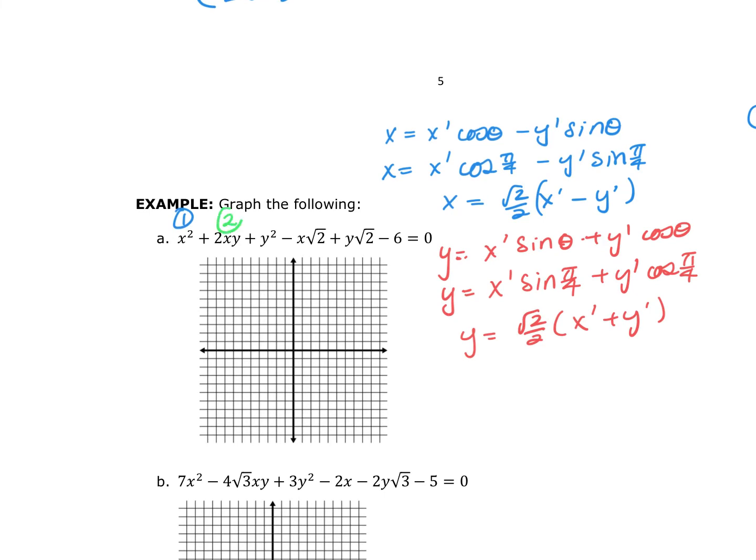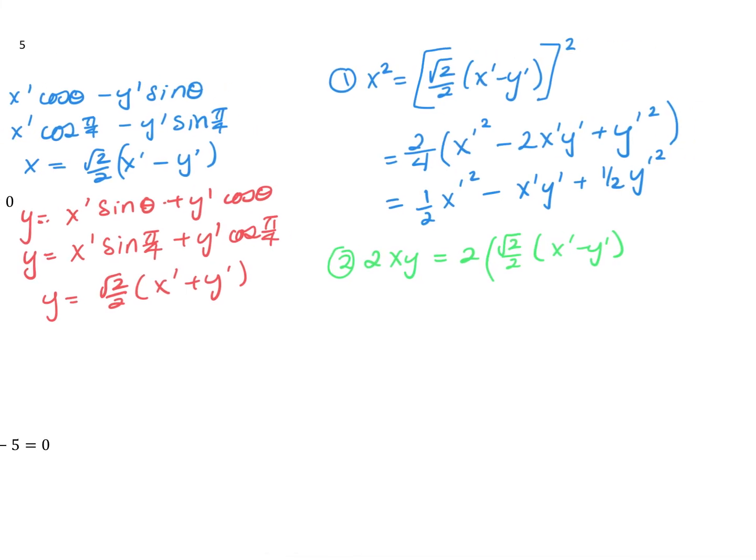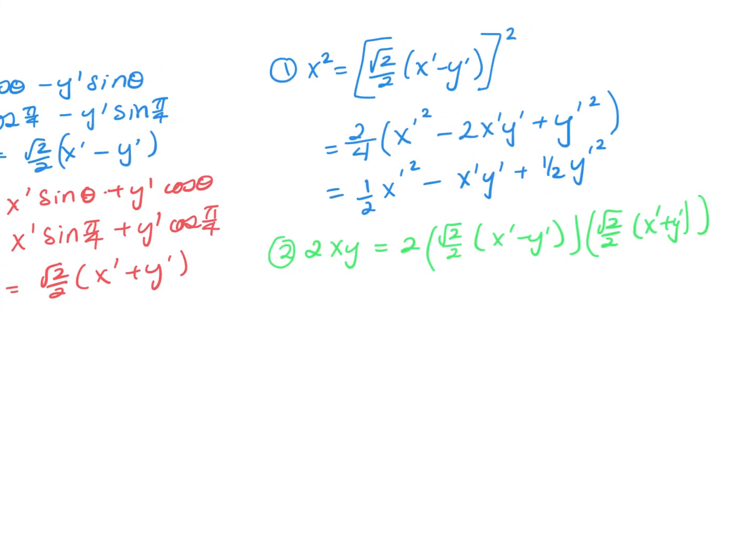My second replacement is going to be 2xy. So I need 2xy. This is going to be equal to 2. My x value was the square root of 2 over 2, x prime minus y prime. My y value was the square root of 2 over 2, x prime plus y prime. So this becomes 2 multiplied by the square root of 2 multiplied by the square root of 2, which is 2. And then, of course, we have 4 because it's 2 multiplied by 2, so that's 4.